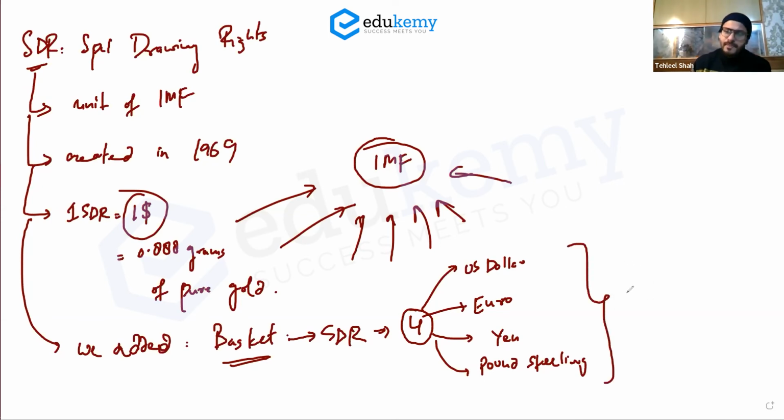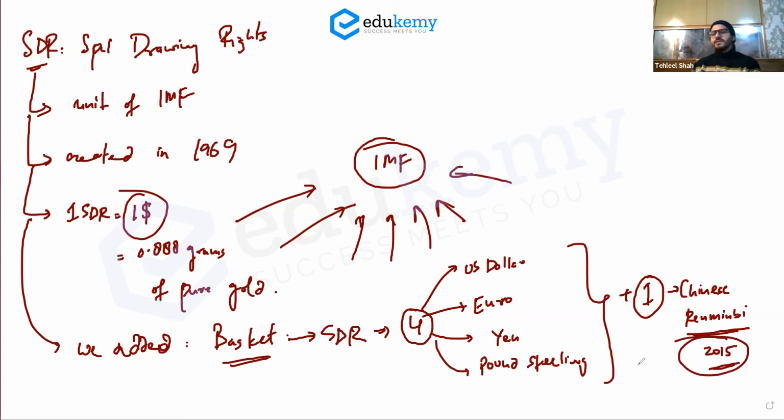Later on, one more currency was added, and that is Chinese renminbi. ये Chinese renminbi कब ऐड हुआ? 2015 में. So later on, after the Chinese economy exploded, that was the time when Chinese renminbi was included in the SDRs of IMF. So currently there are 5 currencies in SDR. तो SDR के अंदर असल में यही 5 currencies होती हैं.